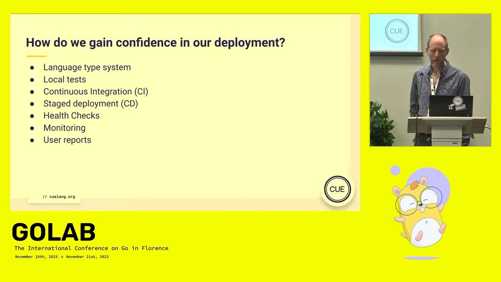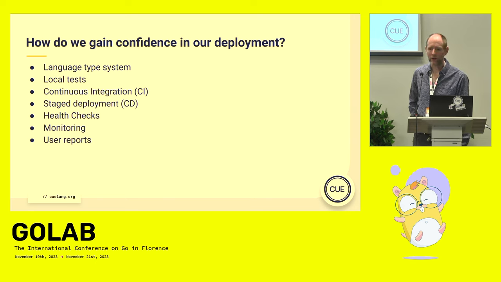So how do we gain some confidence that things are going to work okay in deployment? Well, firstly, we're using Go. We can compile our code. Go has a fantastic, simple, but powerful type system. It can catch many errors before we even run the code. We write tests, and those tests are generally the same ones that run in CI, although they may run on different platforms, and there might be some static checks that one might have forgotten to run locally.